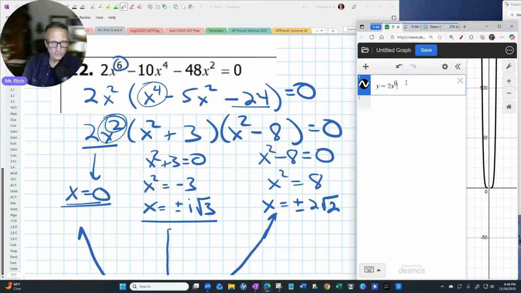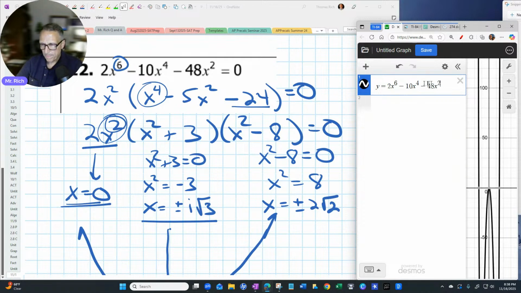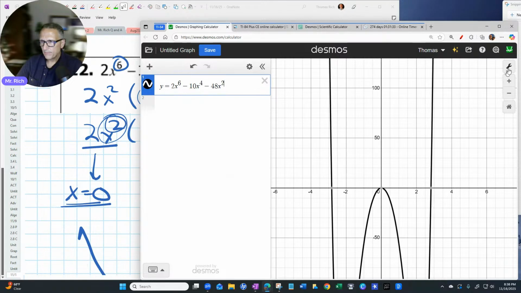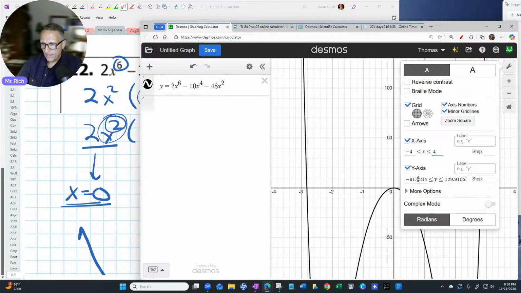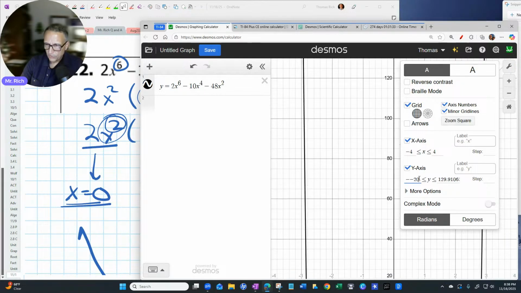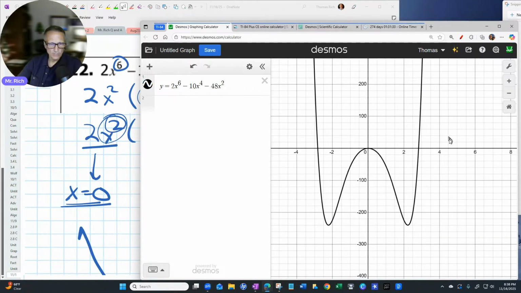So we've got 2x to the 6th minus 10x to the 4th minus 48x to the 2nd power. Right? And then we'll spread this out to get a better look at it. I'm going to change my scale here to go from about -4 to 4, and on this y scale, let's go from -200 to 200. It didn't like my double negative there. Okay, there we go. All right, so that is what the function looks like.